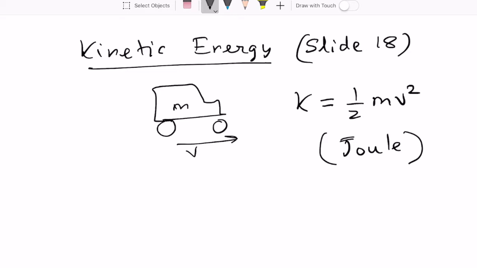You can see that it depends very strongly on the velocity. It's proportional to the square of the velocity of an object, and it's only proportional linearly to the mass of an object. So kinetic energy depends very strongly on the velocity of an object.